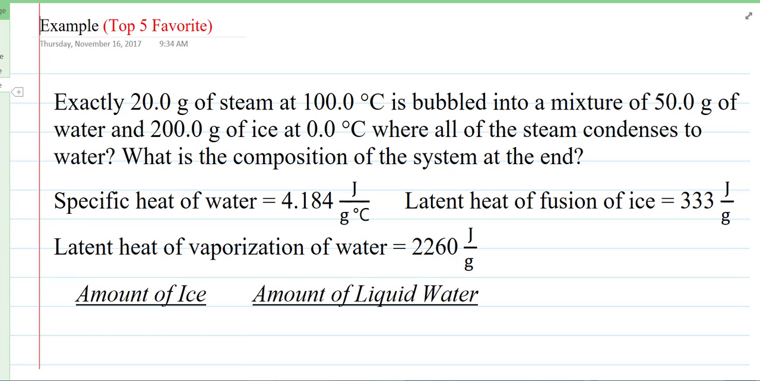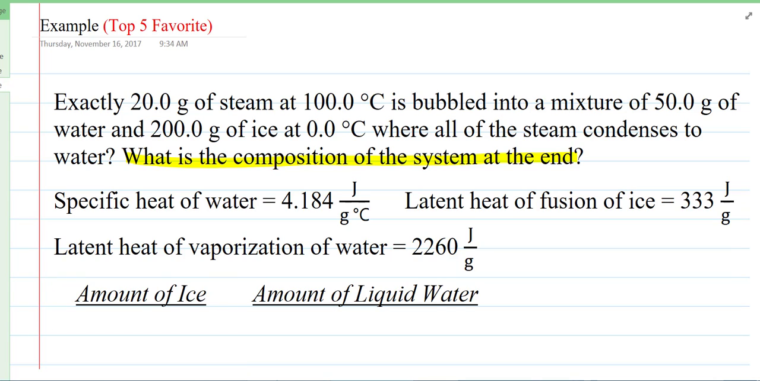So we have 20 grams of steam at 100 degrees Celsius. It's bubbled into a mixture of 50 grams of water and 200 grams of ice at 0, where all the steam condenses to water. What is the composition of the system at the end? Great question. Where do we start?